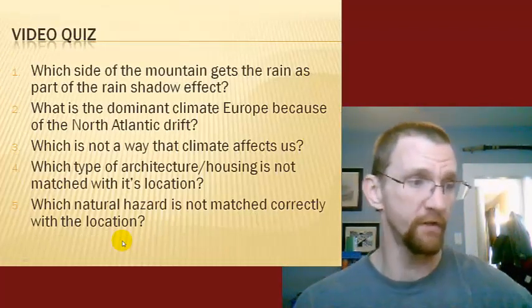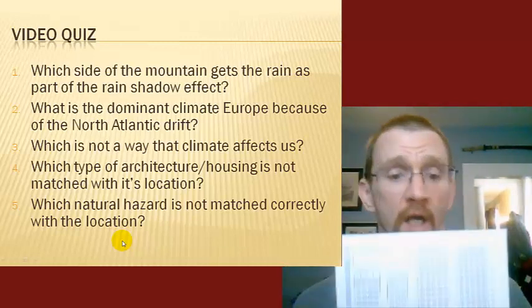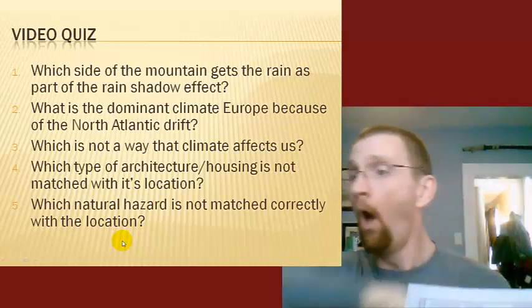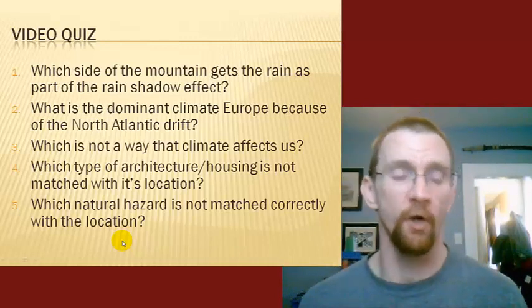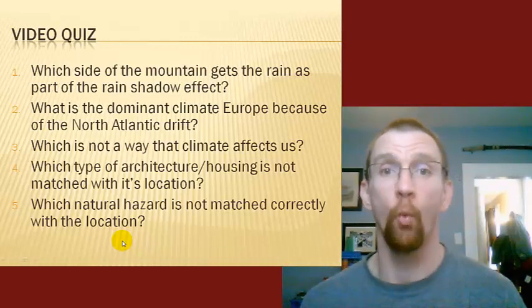Part number one. What I want you to do is take these questions and just fill in 1 through 5 is what we're going to do today, and I'm going to give you the options. Which side of the mountains gets the rain as part of the rain shadow effect? Is it A, leeward, B, windward, C, skyward, or D, wetward?